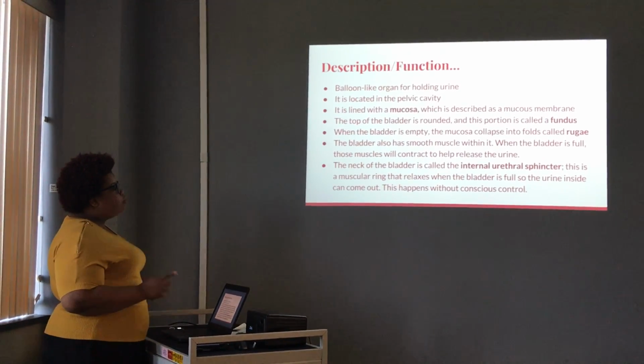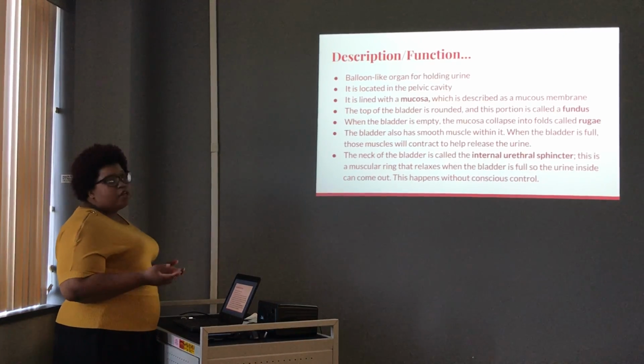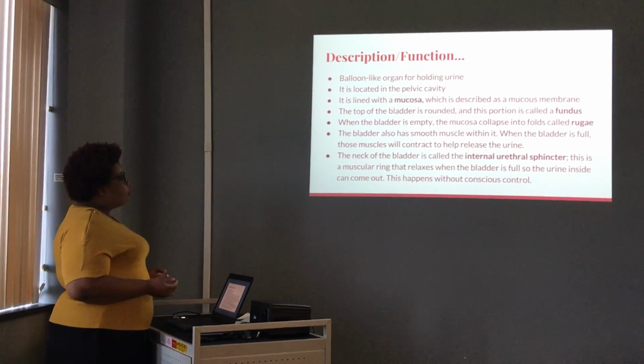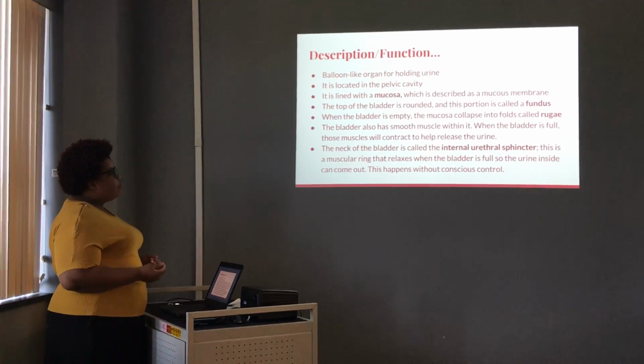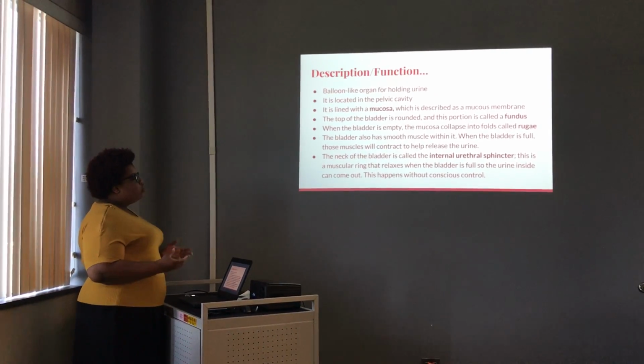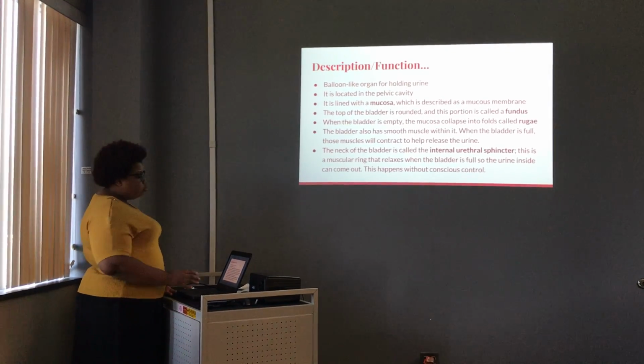The bladder also has smooth muscle within it. When the bladder is full, those muscles will contract to help release the urine. The neck of the bladder is called the internal urethral sphincter. This is a muscular ring that relaxes when the bladder is full, so the urine inside can come out. This happens without our conscious control.